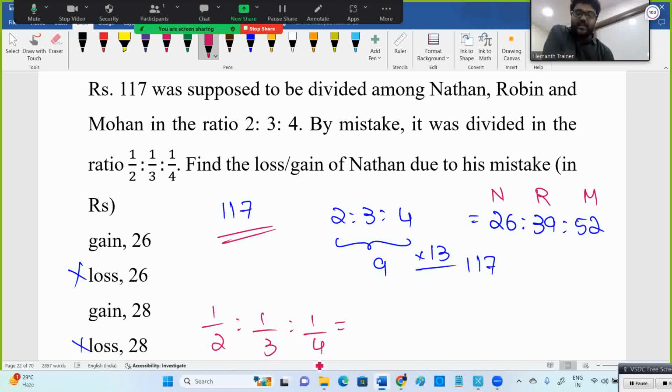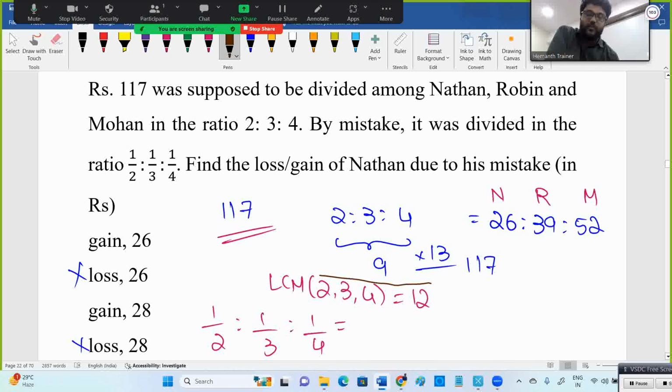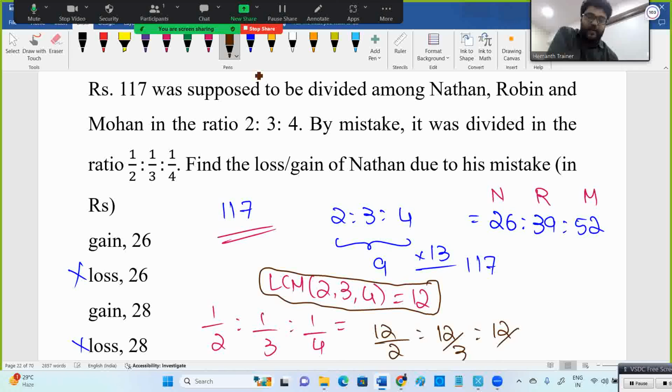You have to maintain integers. If you want to maintain integers, what is there in the denominator? The denominator values are 2, 3, 4. Take the LCM of those and multiply with that value. LCM of 2, 3, 4 is 12. Multiply with 12. I'm giving you the standard method, don't multiply randomly. So 12 divided by 2, 12 divided by 3, 12 divided by 4. In a ratio we can multiply or divide with a common term. Now this is 6, 4 and 3.